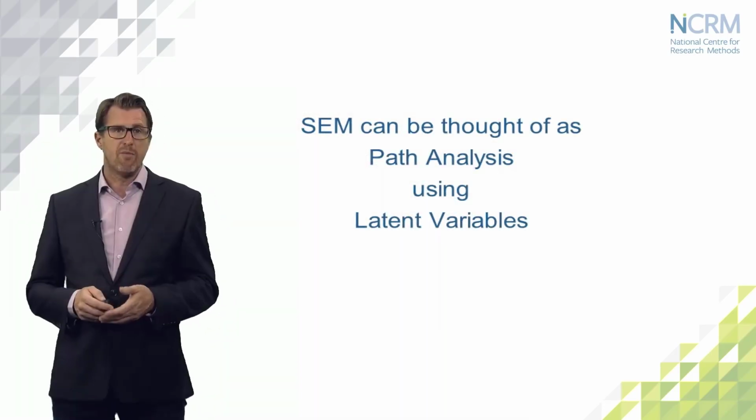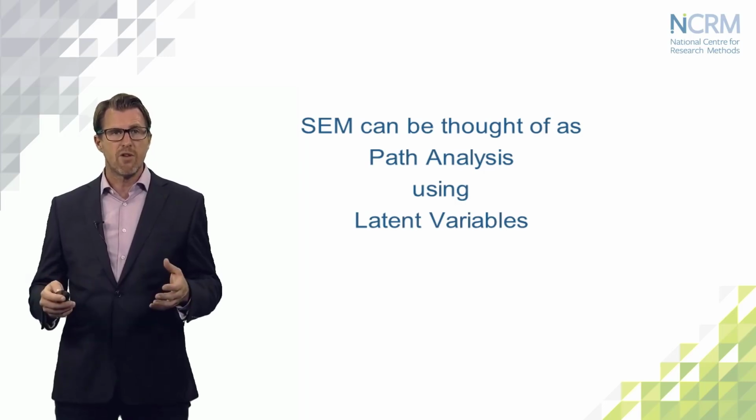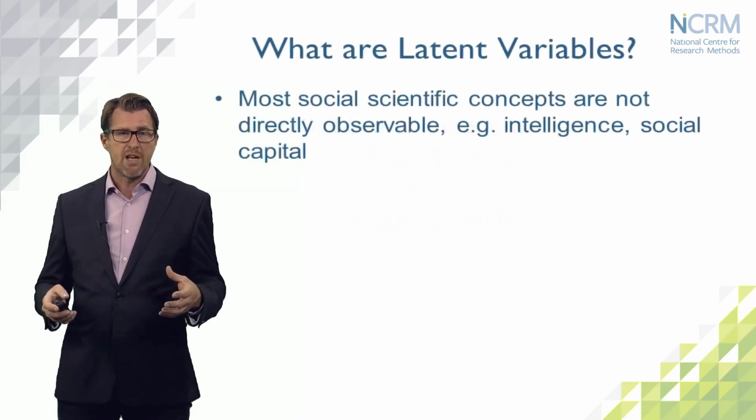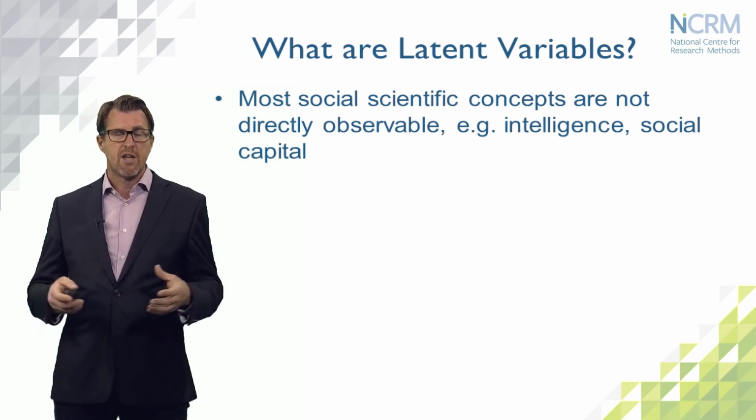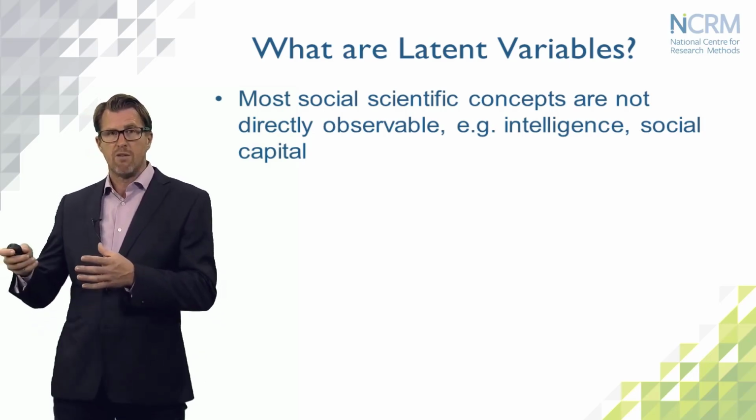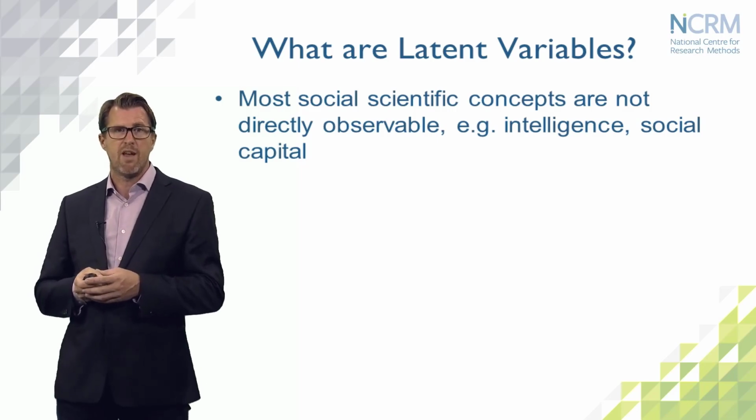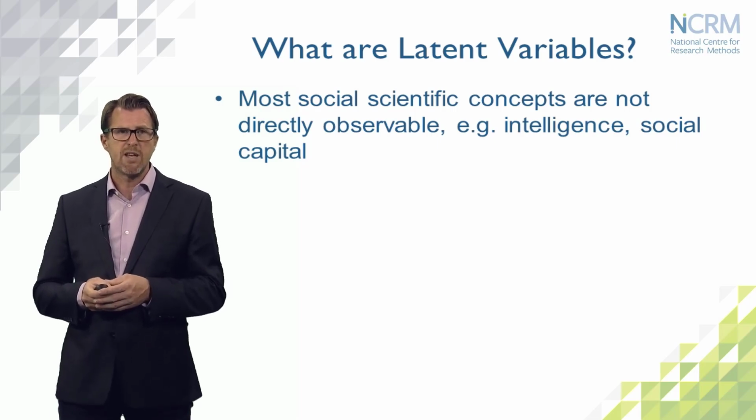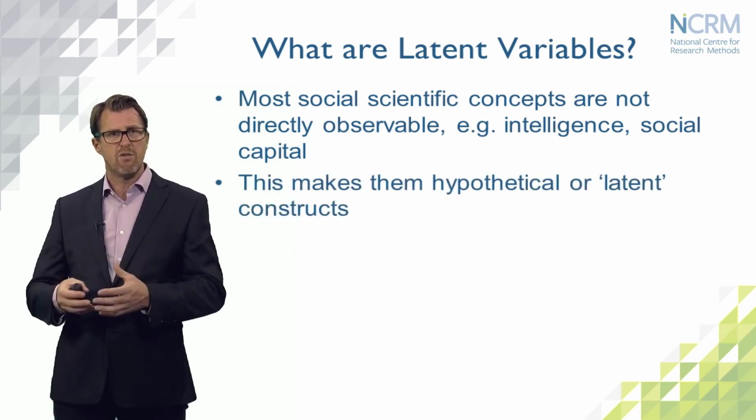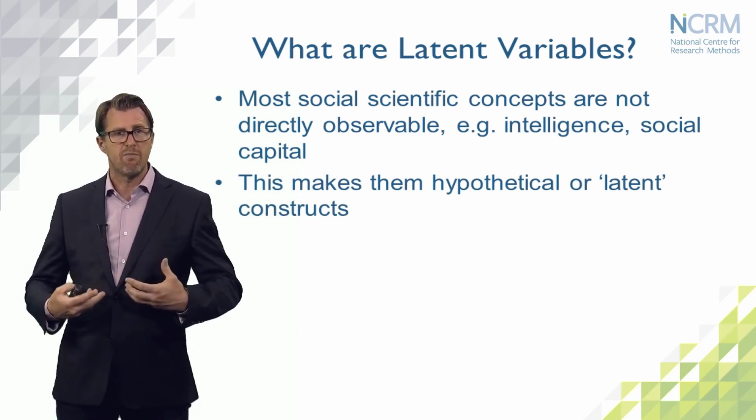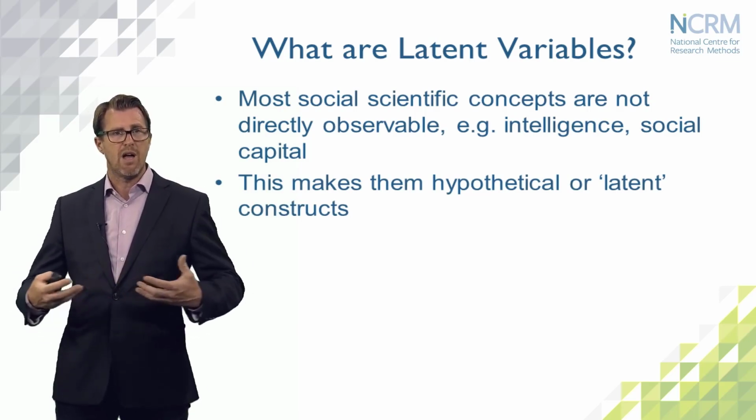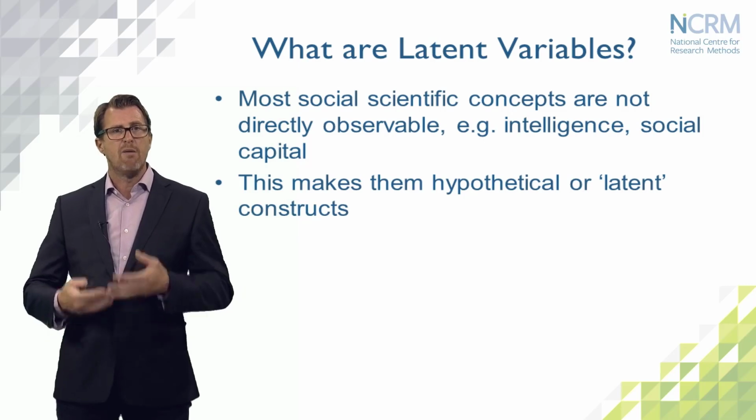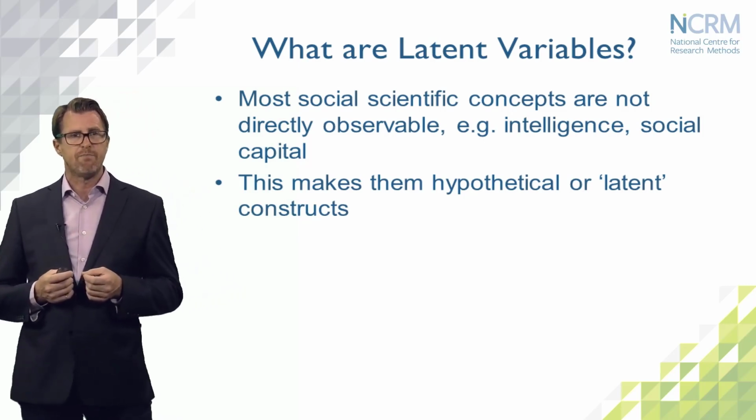So, what are latent variables? Well, most of the concepts that we're interested in social science are not directly observable. Things like intelligence, social capital, trust. It's impossible to put some kind of meter into people and get a direct reading of their level of social capital or trust. So this makes these concepts hypothetical or latent, as we refer to them. We believe that they are latent within people at some level, and that they drive attitudes and behaviour, but we can't actually directly observe them.